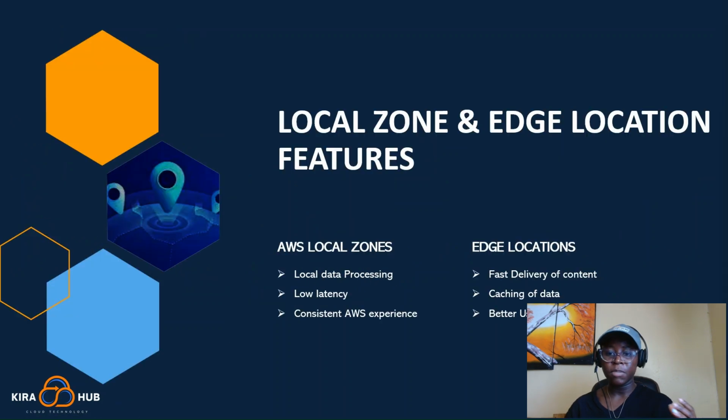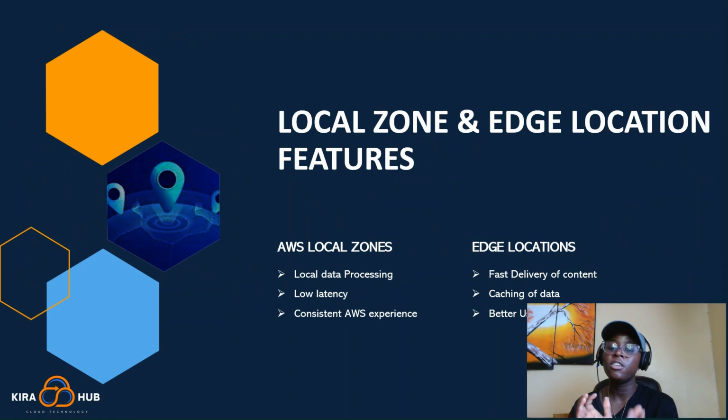Major differences between local zones and edge locations. Local zones, we use when we want to process our data locally and have very low latency access and a consistent AWS experience. And we mentioned some of the use cases where you might need local zones, and you will realize most of them have to do with accessing data locally, local data processing. But with edge locations, this is not about processing data locally. This is just about fast delivery of content.